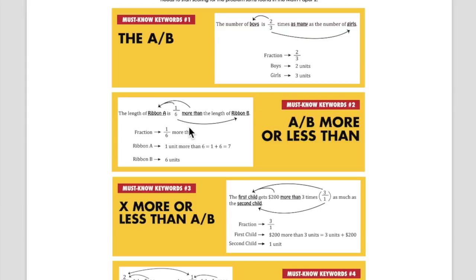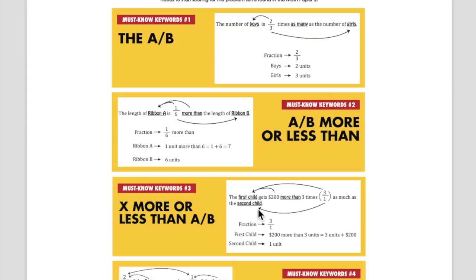Now the third one that we just learned in the last video is called the X more or less than A over B. If you remember, I showed you a shortcut, which is a fast way to do this, which is to imagine for a while that these words, the X, the $200 more than or $200 less than, you don't read it first. If you don't read it first, what happens? You actually get the first child gets 3 times as much as the second child.